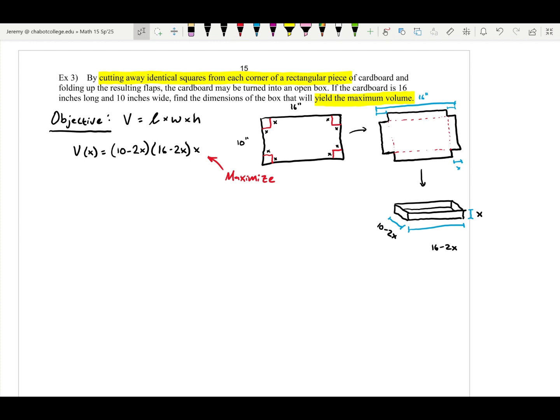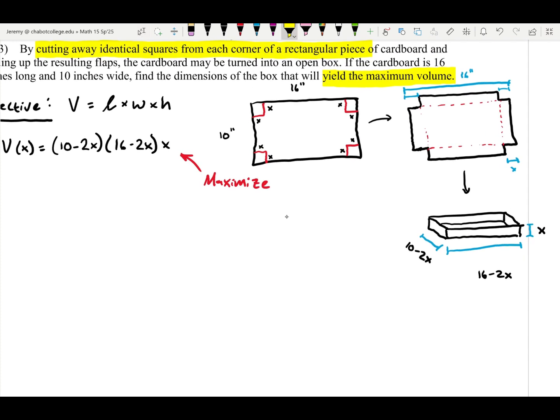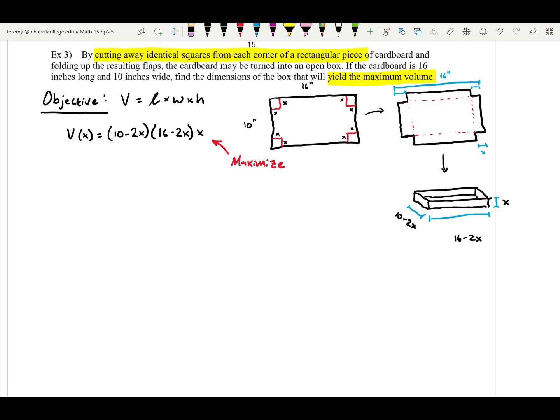Okay, and we can assume that x is a positive number, right? Because it wouldn't make sense with the application to have a negative x value. We can also assume that x can't be bigger than 5, right? Because if we cut out a square that's larger than 5 inches by 5 inches, we're not going to have a flap right here, because this edge is only 10 inches long. So I'm just trying to set some kind of boundaries for what this x value can be. But let's just go through the process here.